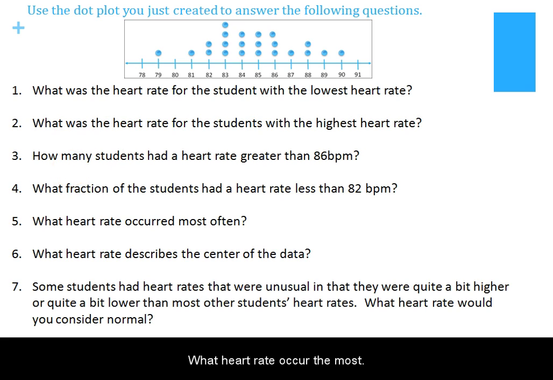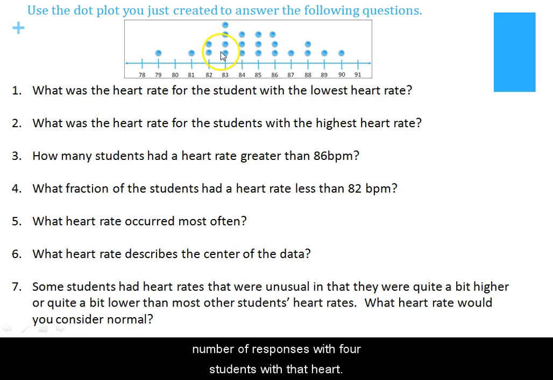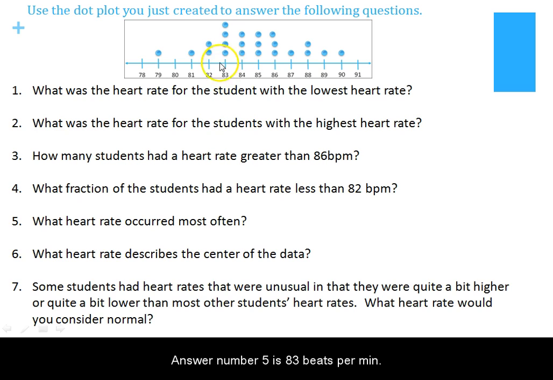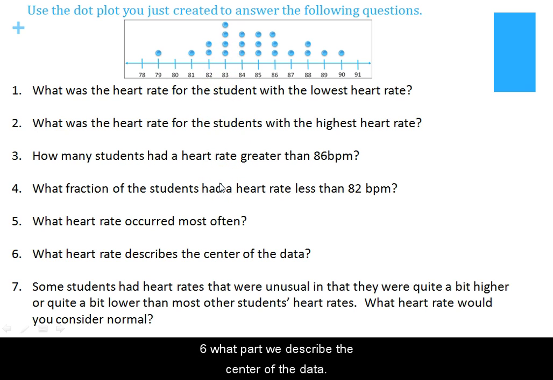5. What heart rate occurred the most? We can see that the 83 beats per minute had the most number of responses with 4 students with that heart rate. The answer to number 5 is 83 beats per minute. 6. What heart rate describes the center of the data? I would conclude, based on the distribution, that the center of the data would be anywhere from maybe 82 to 86, or you can find the middle with 11 students and 11 students on either side of the distribution.